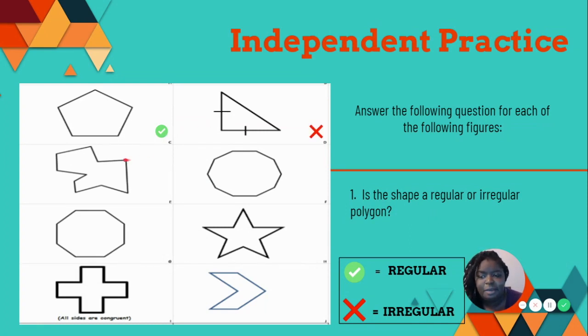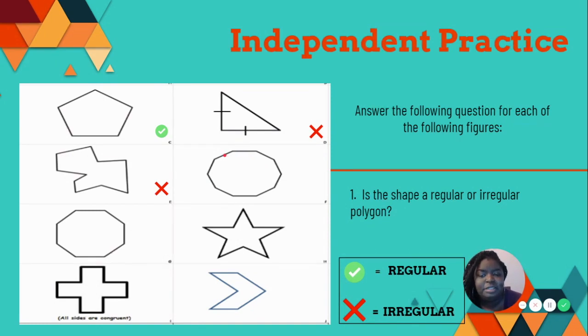Moving on to our next shape. This is a funny, awkward looking shape. We can see that all sides of this shape are not quite congruent. They're not all the same. So we can identify that this is not a regular polygon. It is irregular.